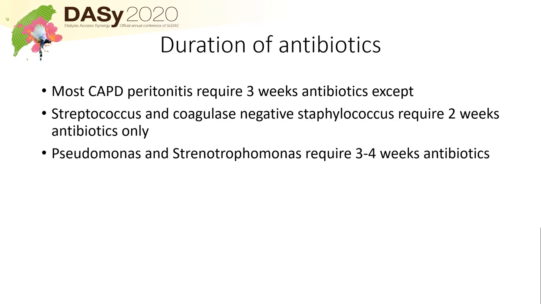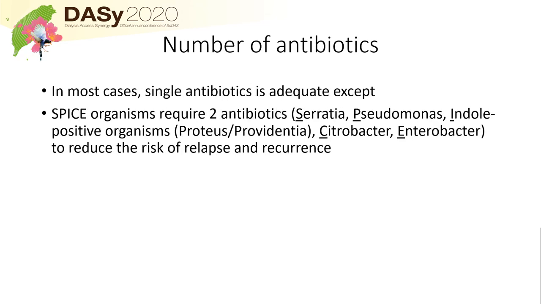Concerning the duration of antibiotics, most CAPD peritonitis require 3 weeks of antibiotics, except Streptococcus and coagulase-negative Staphylococcus, which require 2 weeks only. And Pseudomonas and Stenotrophomonas require 3 to 4 weeks of antibiotics. In most cases, a single antibiotic is adequate, except for SPICE organisms, which require 2 antibiotics. The SPICE organisms refer to Serratia, Pseudomonas, indole-positive organisms, including Proteus or Providencia, Citrobacter, and Enterobacter. The use of 2 antibiotics is to reduce the risk of relapse and recurrence.